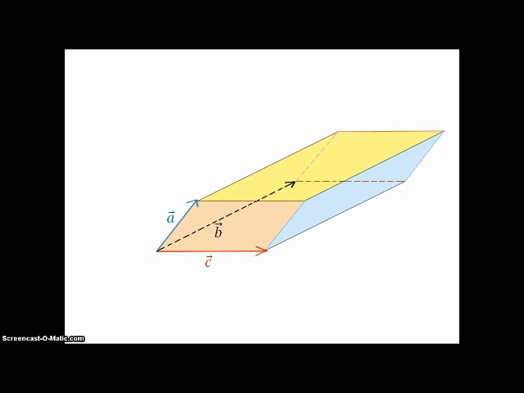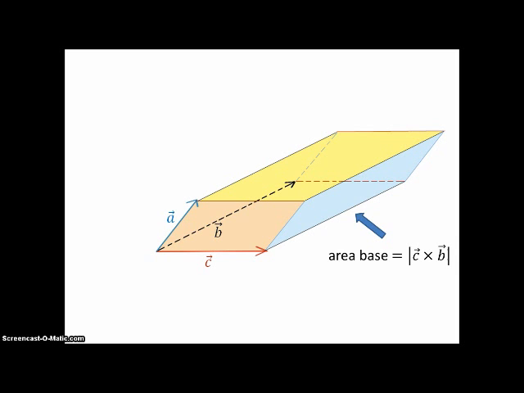Now we're going to figure out the volume of this parallelepiped, and we'll use the bottom, which is parallel to the yellow top, as our base. And the area of the base, then, is the length of the cross product C cross B. And the reason I'm using C cross B instead of B cross C is because C cross B would be coming up out of the parallelepiped, whereas B cross C would go down. And it's going to look better on the picture.